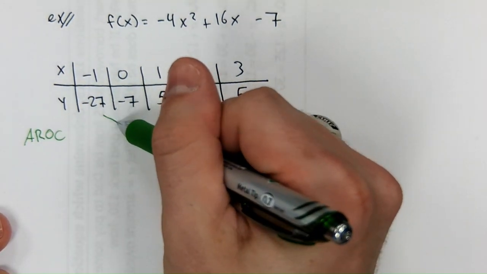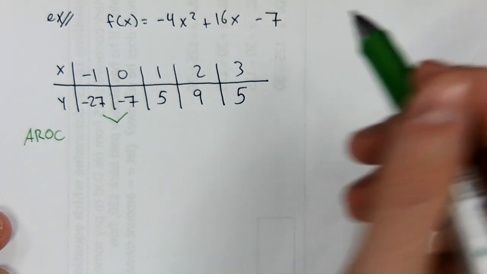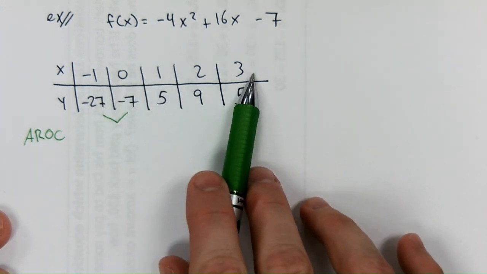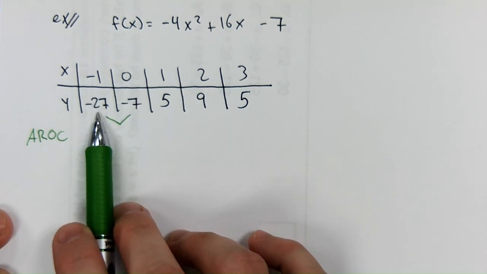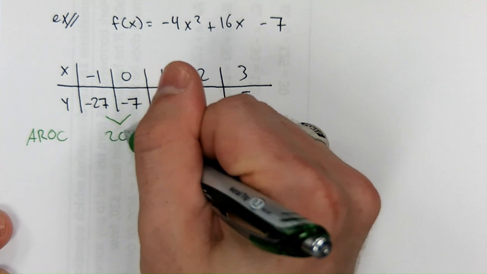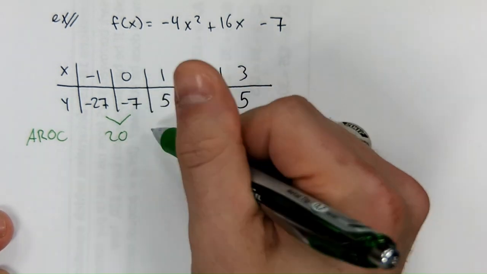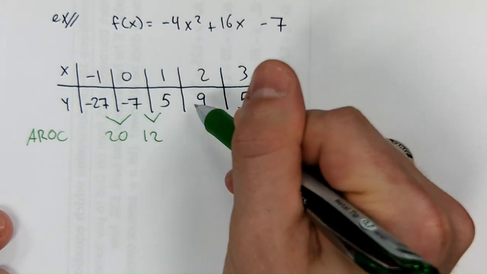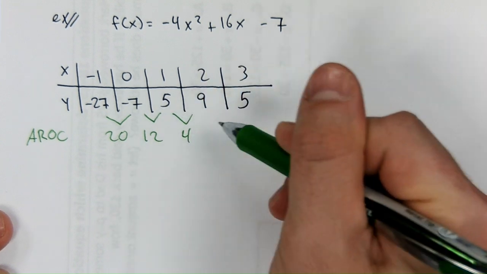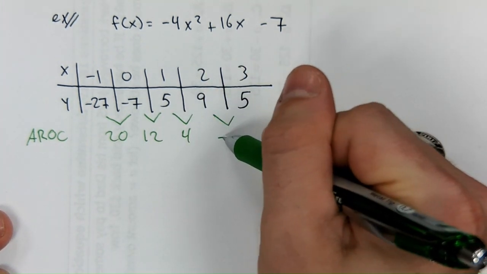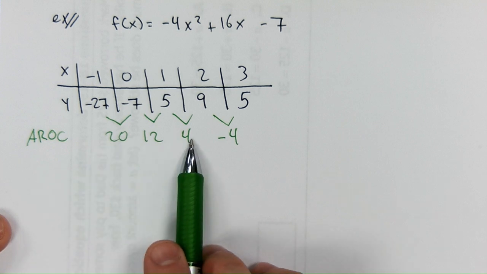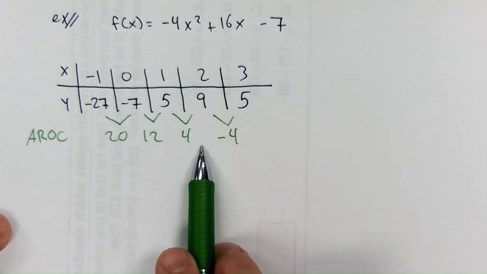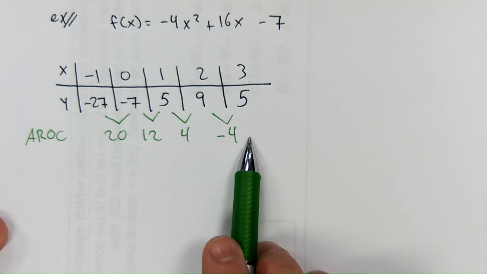From here to here, your average rate of change, because these are all going up by +1, all we have to do is find the difference in the y's. -7 minus -27 is +20. 5 minus -7 is +12. 9 minus 5 is +4. And 5 minus 9 is -4. So average rates of change were positive until right here, and then they started being negative.